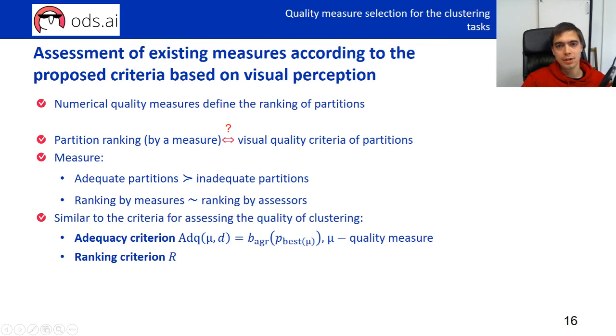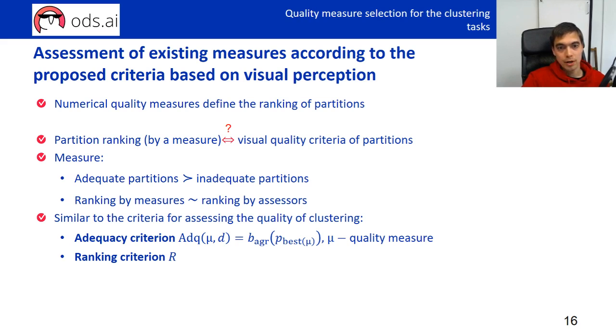Next, we'll consider the task of assessing existing measures according to the proposed criteria of visual perception. Numerical quality measures also define the ranking of the partitions. Well, it's more or less an evident fact. It's necessary to compare the ranking of the partitions given by a measure and the visual criteria for the quality of the partitions. It is required that adequate partitions are estimated by measures higher than inadequate ones, and also that the rankings of the partitions set by measures and assessors are similar in some way.